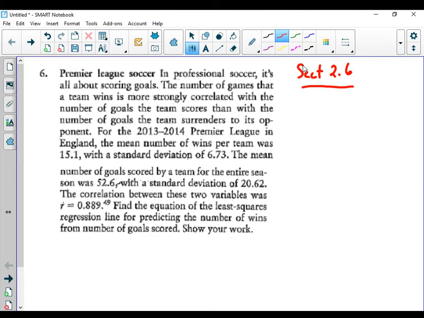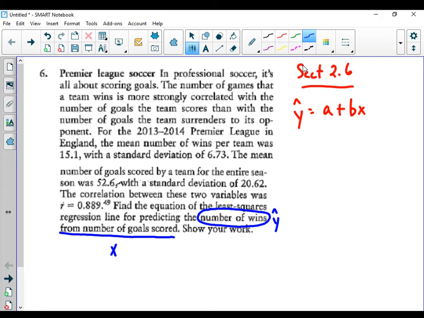They wanted us to figure out the equation for the least squares regression line. So that means we're trying to fit it to what we've been talking about, the A plus BX. But they want us to find that equation for predicting the number of wins from the number of goals scored. And that's kind of the tricky part. Since they wanted to predict the number of wins from the number of goals scored, that means the number of goals scored should be our X values. The prediction on the number of wins then would be our Y hat value.